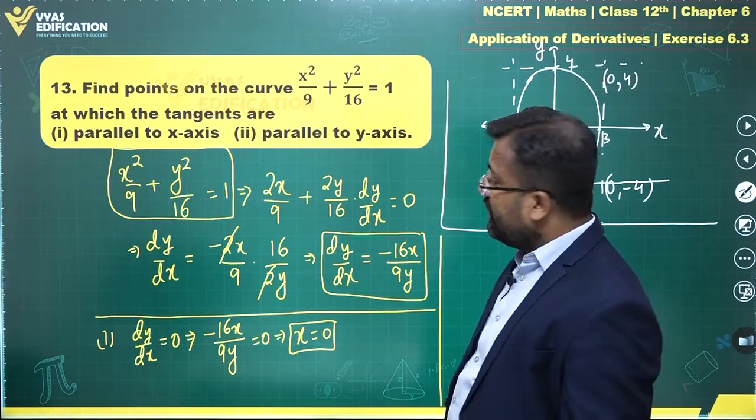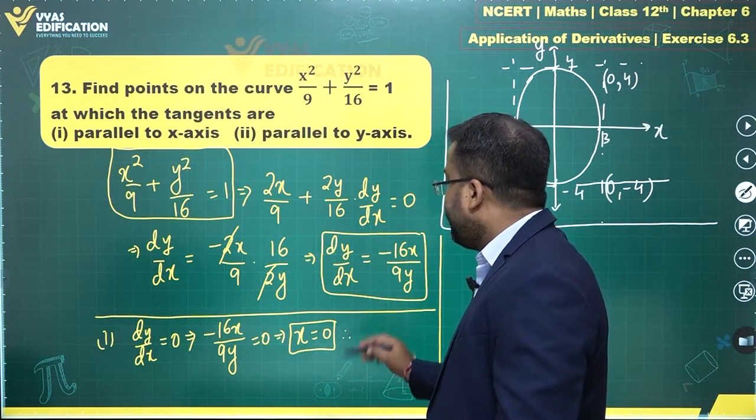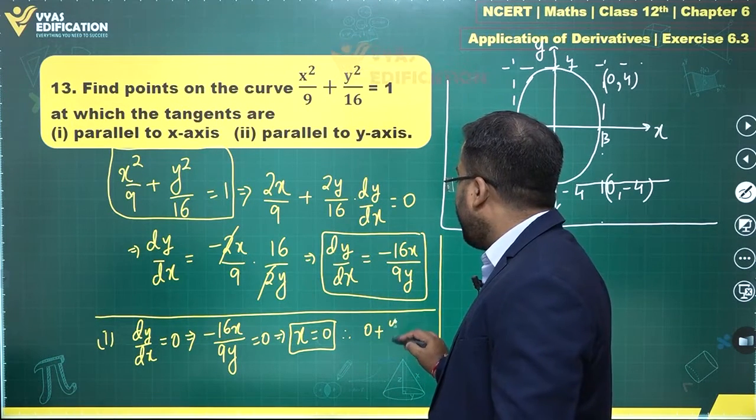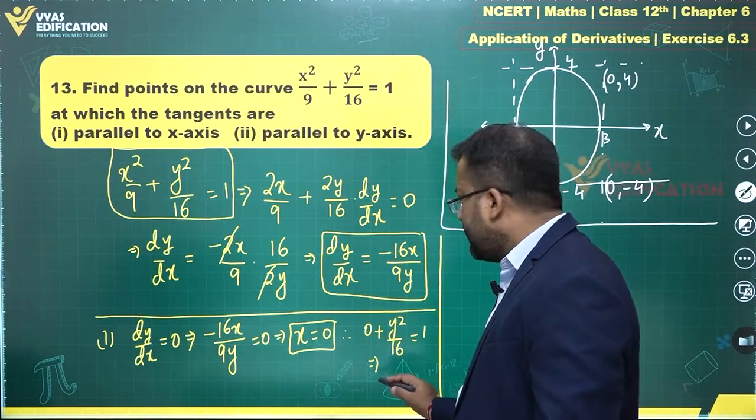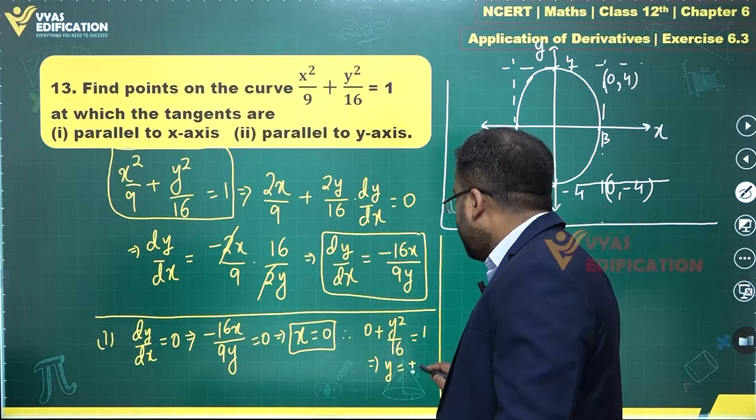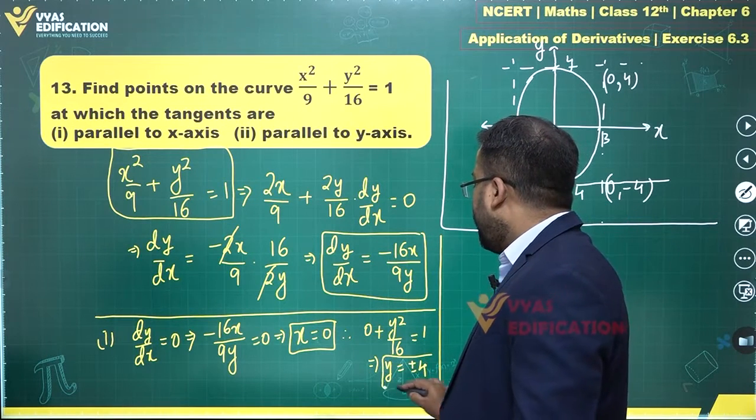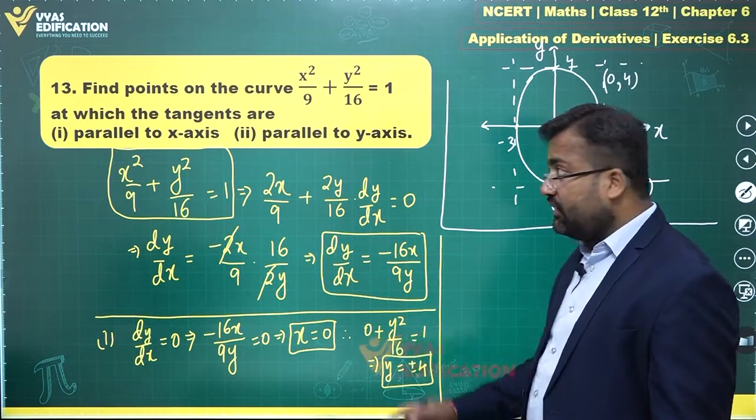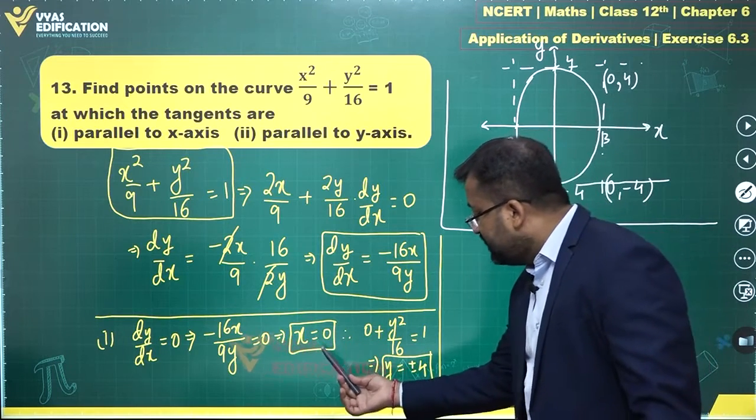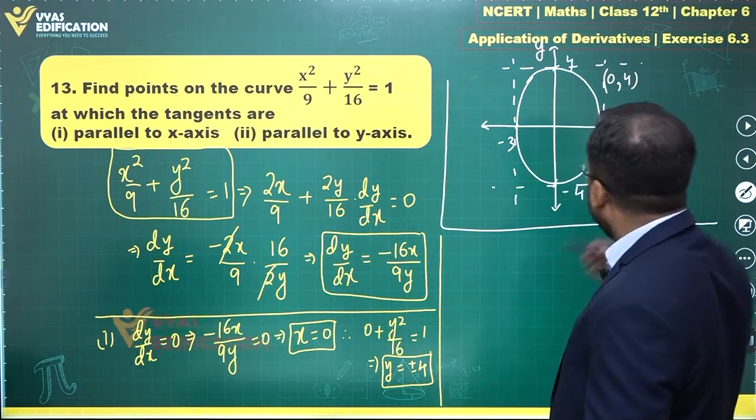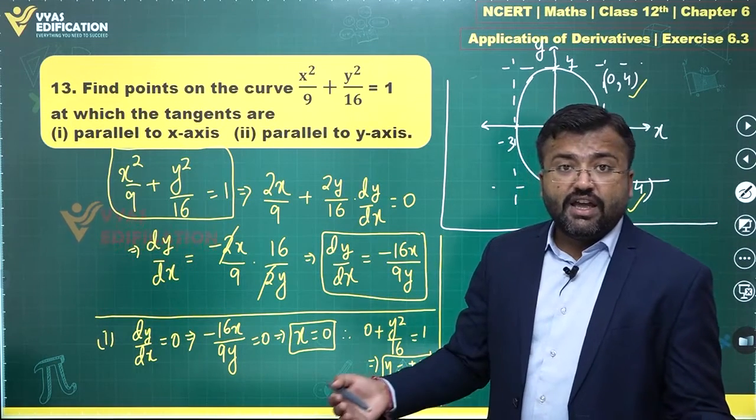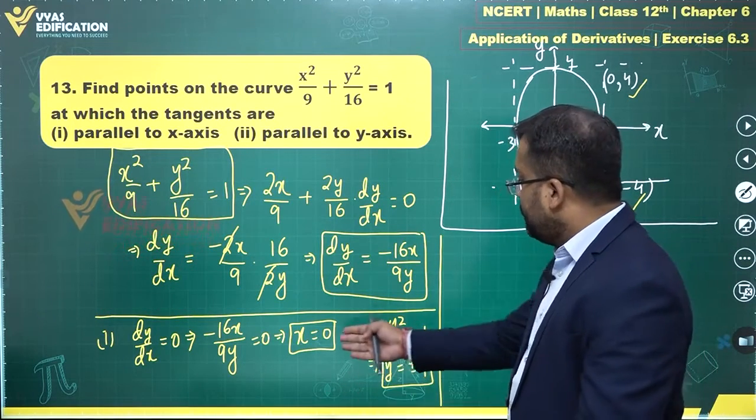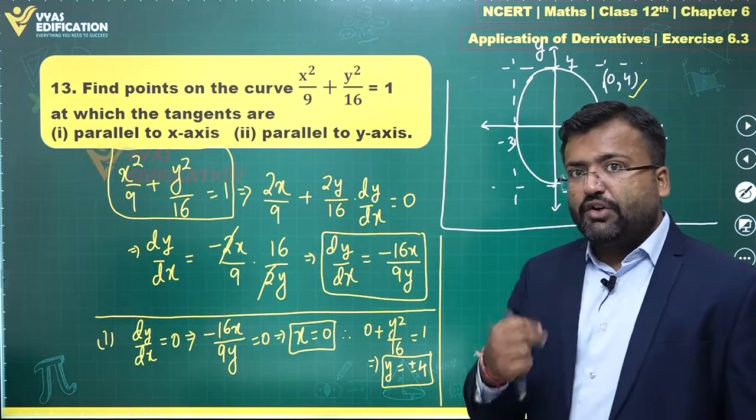From the original equation of the curve, let's find y. Therefore, 0 plus y square by 16 is equal to 1. This gives me y square equal to 16, or y equals plus or minus 4. And therefore, these are the required points. Can you observe? 0 comma 4, 0 comma minus 4 are the required points at which tangents are parallel to the x-axis, right? These will be 2 points.